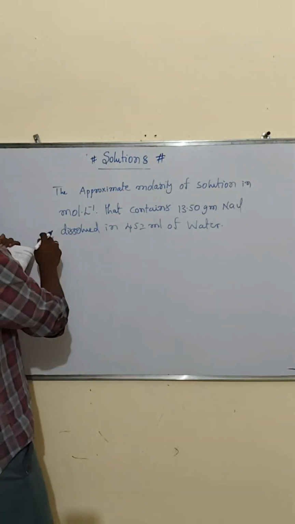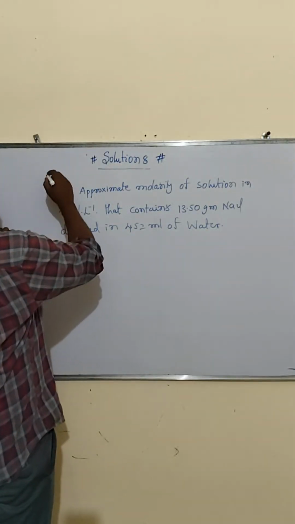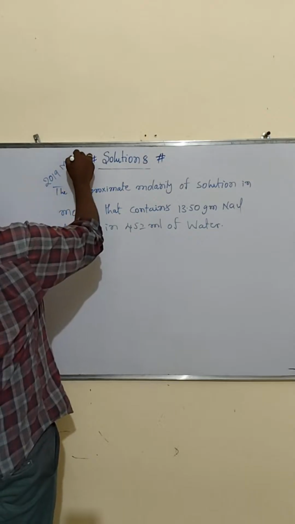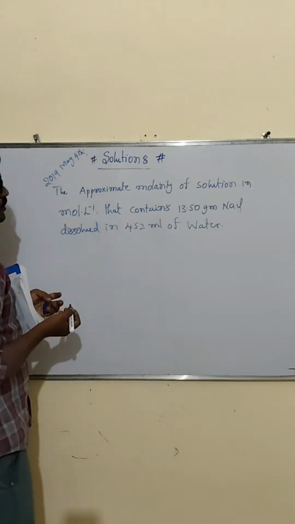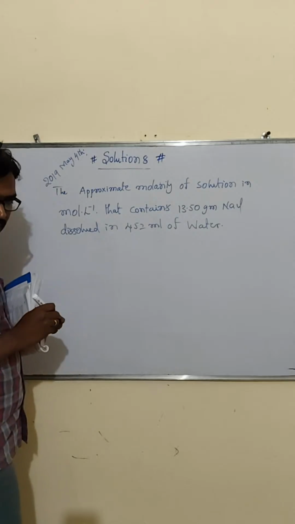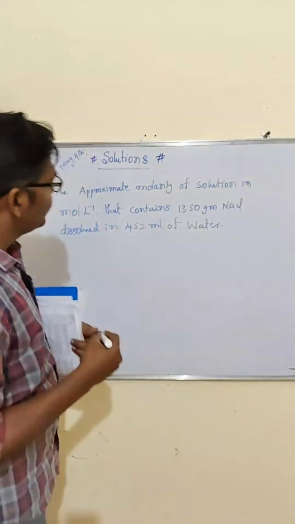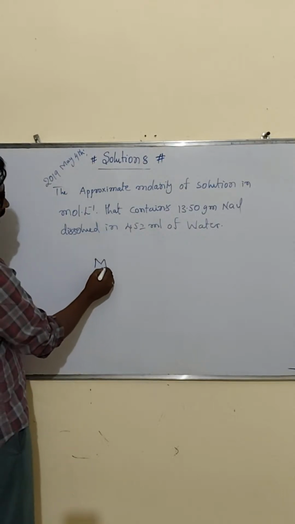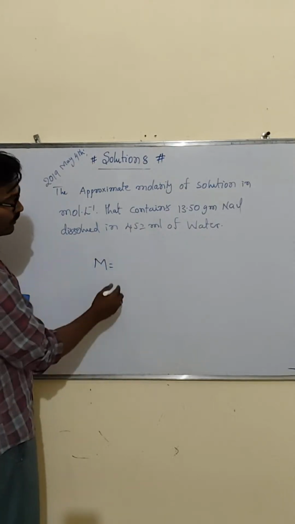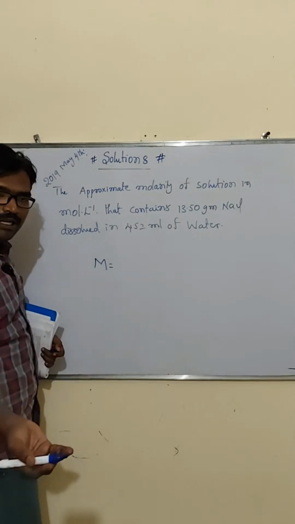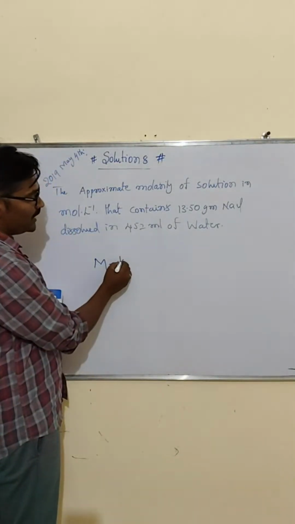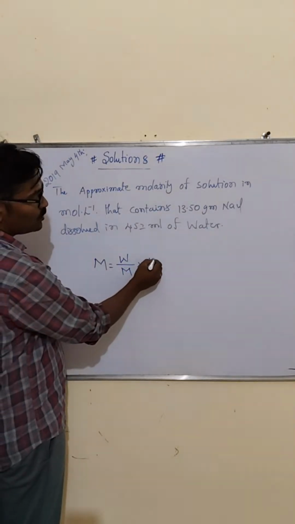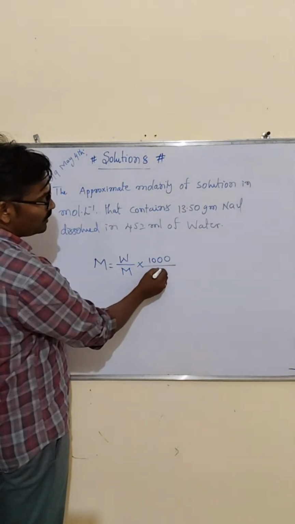This question was given in the May 4th, 2019 exam. Yes, my dear students, look, all of you. The molarity formula is what? Molarity equals number of moles divided by volume in liters. But here the weight is given, so it is given weight divided by molecular weight, into 1000, divided by volume in milliliters, right?